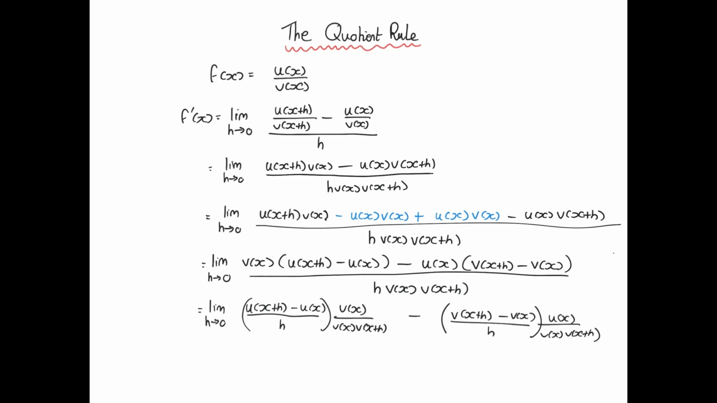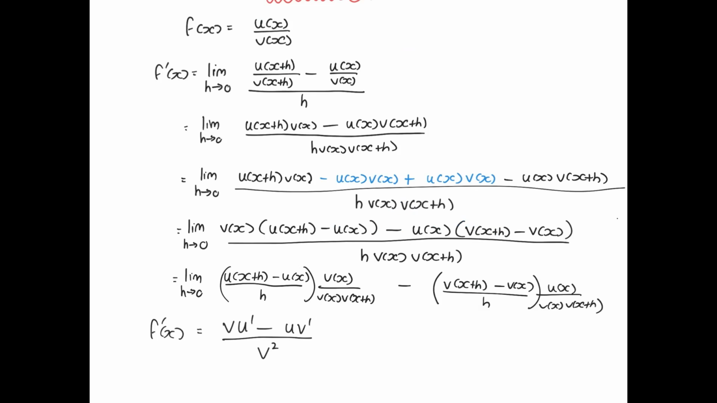Now by rewriting this, we can see we've got the definition of u dash and v dash in there. We've also got v over v of x times v of x plus h. We've also got u over v of x times v of x plus h. Now as h gets smaller, close to 0, the terms at the bottom come to v squared. So this will give us an overall formula of v times u dash, take away u times v dash, all over v squared.